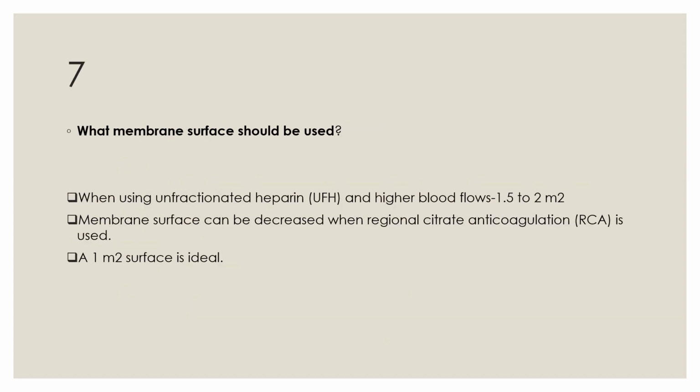What membrane surface area should be used? When using unfractionated heparin and higher blood flow, surfaces of 1.5 to 2 meter square are needed. Membrane surface can be decreased when regional citrate anticoagulation is used. A 1 meter square surface is ideal, reducing blood membrane interactions and shear stress.